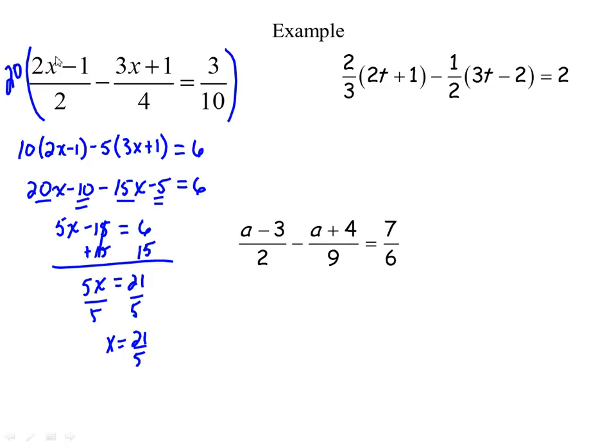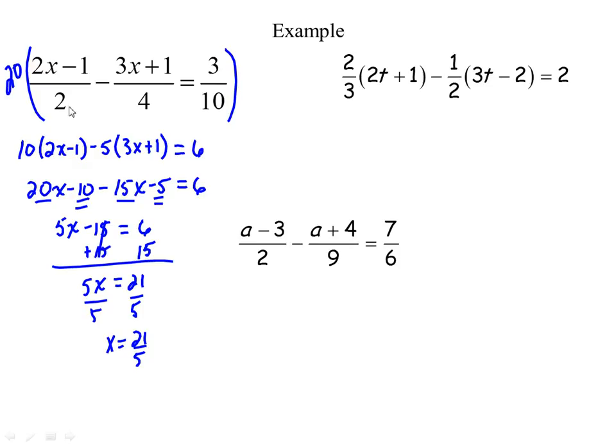So we got into fractions. And remember, I told you when you are solving an equation that has a fraction in it, the first thing you want to do is get rid of the fraction. And the way you're going to get rid of the fraction is you're going to multiply through by the least common denominator. So the one on the left, the common denominator between 2, 4, and 10 is going to be 20.